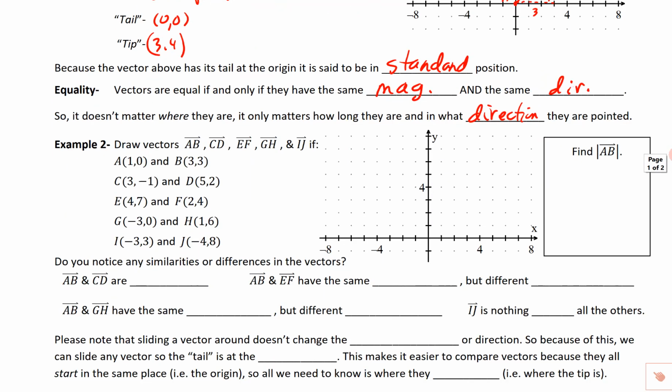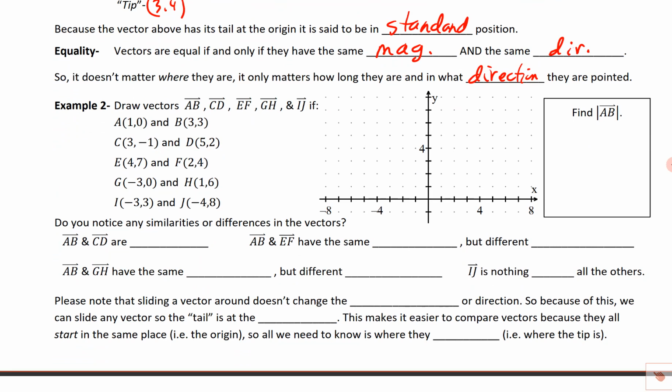So we're going to look at example number 2 here. It says draw vectors AB, CD, EF, GH, and IJ if we've got all these coordinates right here. So let's go ahead and draw AB. So this is a new AB, so we're going to go from 1, 0. So 1, 0 is right there, so I'm going to label that as A. B is 3, 3, so we're right here, that's B. And again, we draw an arrow. Again, it's a directed line segment. That's what a vector is, represented as a graph or geometrically.